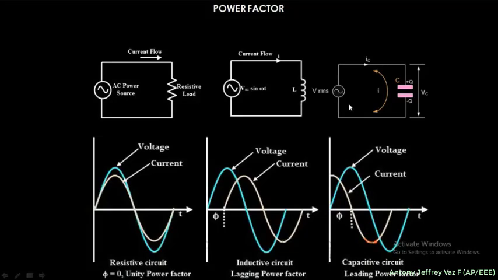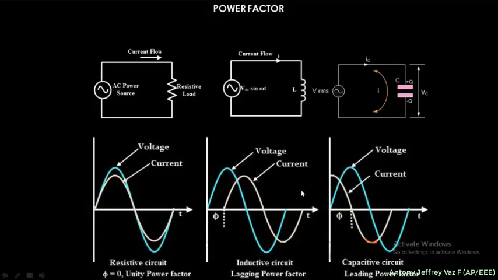Similarly, if the voltage source, an alternating current source, is delivering power to a capacitive load, then the current starts leading the voltage. You see here, the voltage wave is starting here, but the current wave has already started before this point. The current wave starts at this position, which is not shown in the graph. So it is said to be a leading power factor.